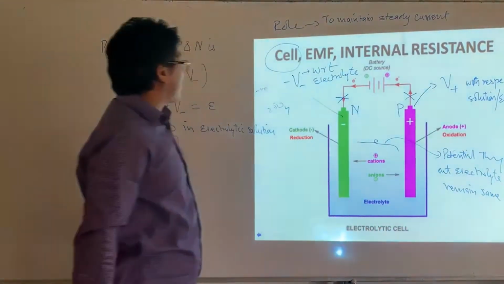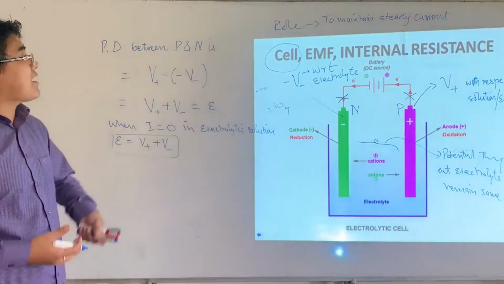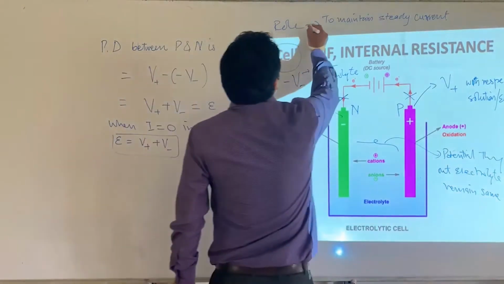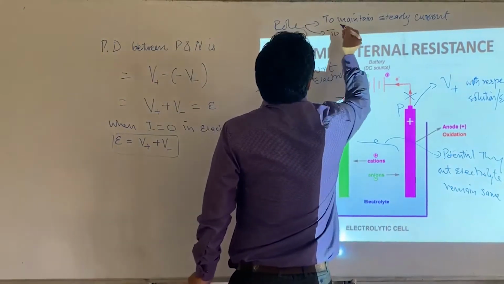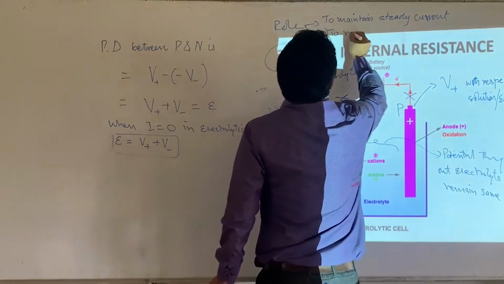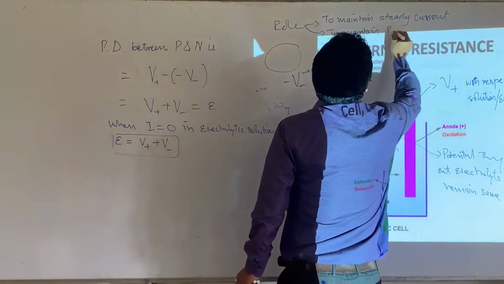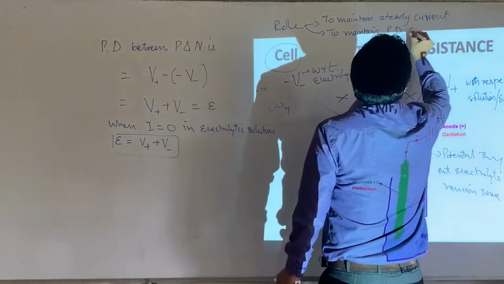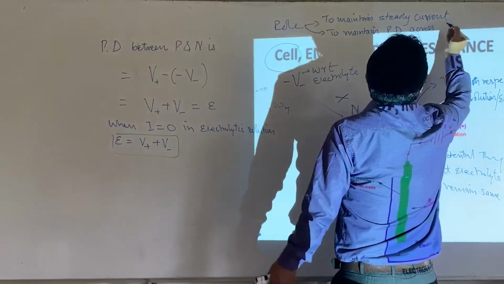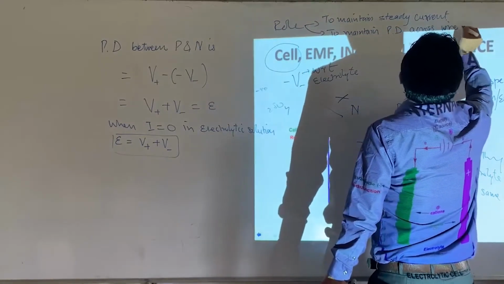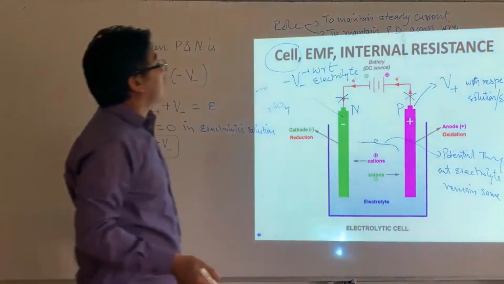And the role of a cell is to maintain a steady current. And how a cell could maintain a steady current is that a cell maintains a potential difference across a wire. This is what we have.